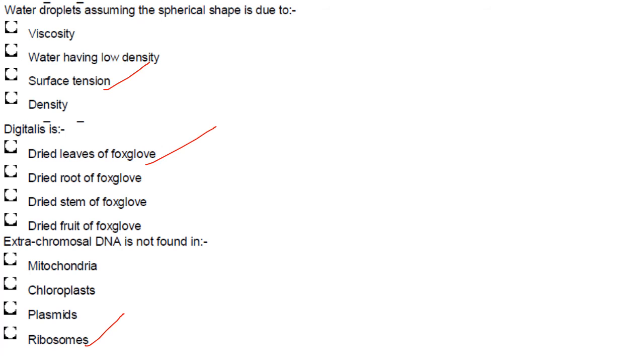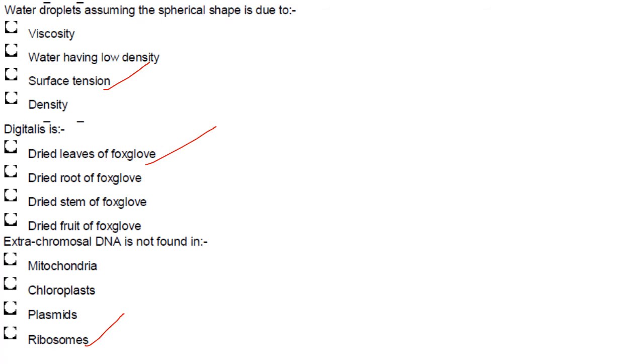Digitalis is a drug obtained from the dried leaves of the common foxglove plant. The botanical name of foxglove is Digitalis purpurea, and it is used in medicine to strengthen contractions of the heart muscle. So the answer is option A, dried leaves of foxglove.